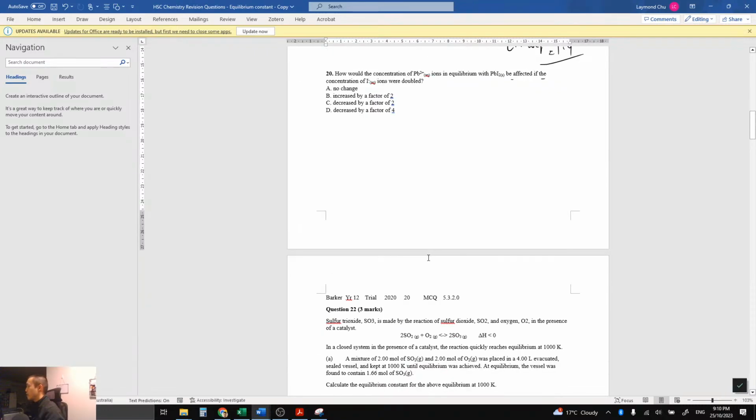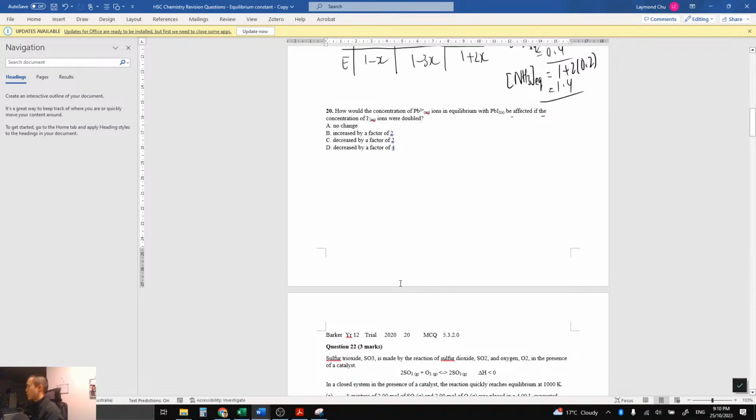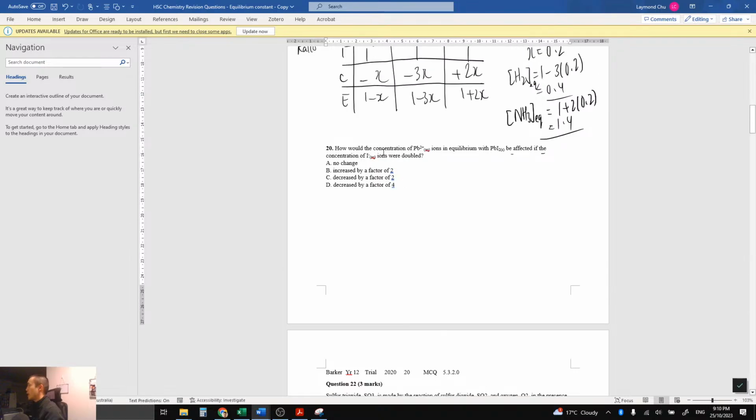Question 20 from Barker. 2020, question 20, multiple choice. Okay, how would the concentration of Pb ions in equilibrium with PbI2 solid be affected if the concentration of iodide ions were doubled? All right, so this one's sort of a Ksp question, right? So before we do Ksp, let's do our breakdown of what our reaction is going to look like, okay? So PbI2 solid, and with our equilibrium, Pb2+ aqueous plus 2 iodides aqueous.